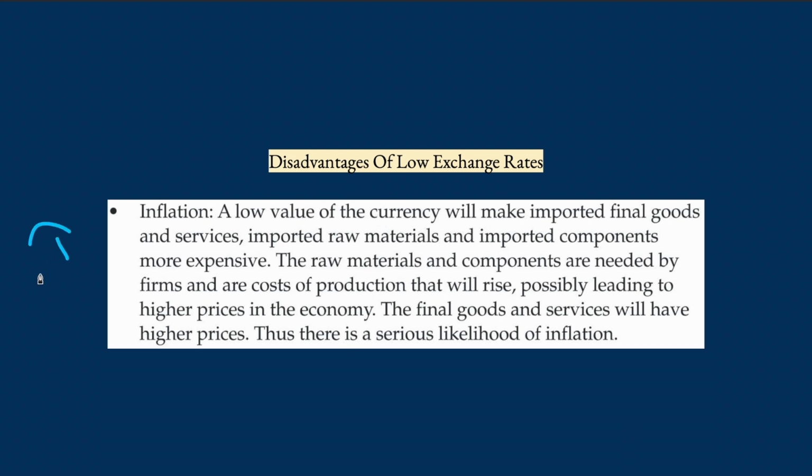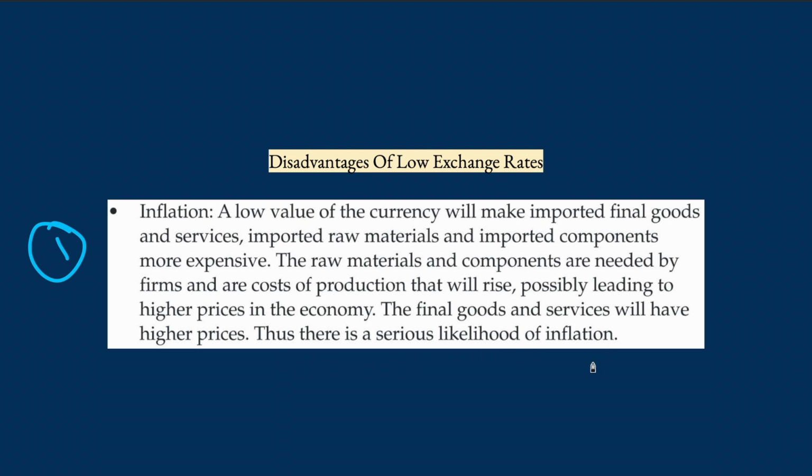And the main one we're going to be looking at is, again, inflation. So a low value of the currency will make imported final goods and services, imported raw materials, and imported components more expensive. And a lot of times, these imported components are necessary things that the economy needs in order to survive. The raw materials and components are needed, and so therefore, the cost to firms for production will rise, possibly leading to higher prices in the economy. The final goods and services will have higher prices.